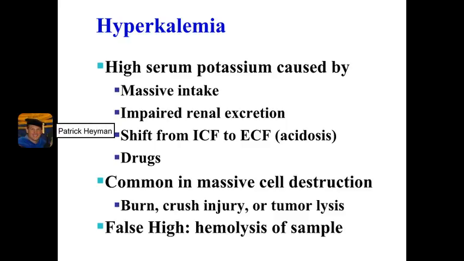High potassium is extremely dangerous, partly because the normal value of potassium is so very small. High potassium can be caused by large intake, impaired renal excretion, that's typically going to be during renal insufficiency or renal failure, or a shift from the intracellular fluid to the extracellular fluid, such as during acidosis, or when cells break open. Remember, the reason that the potassium in the blood is so small is because most of the potassium in the body is inside of cells.